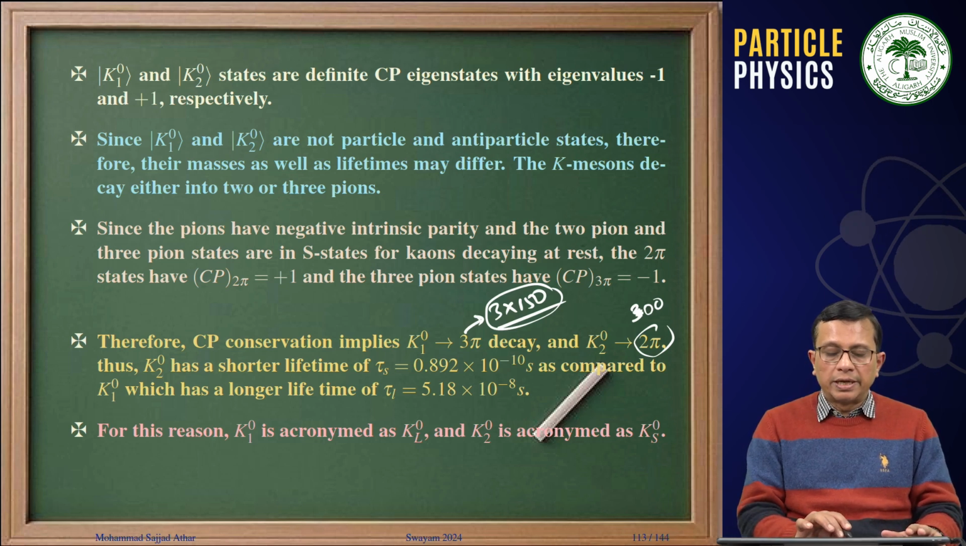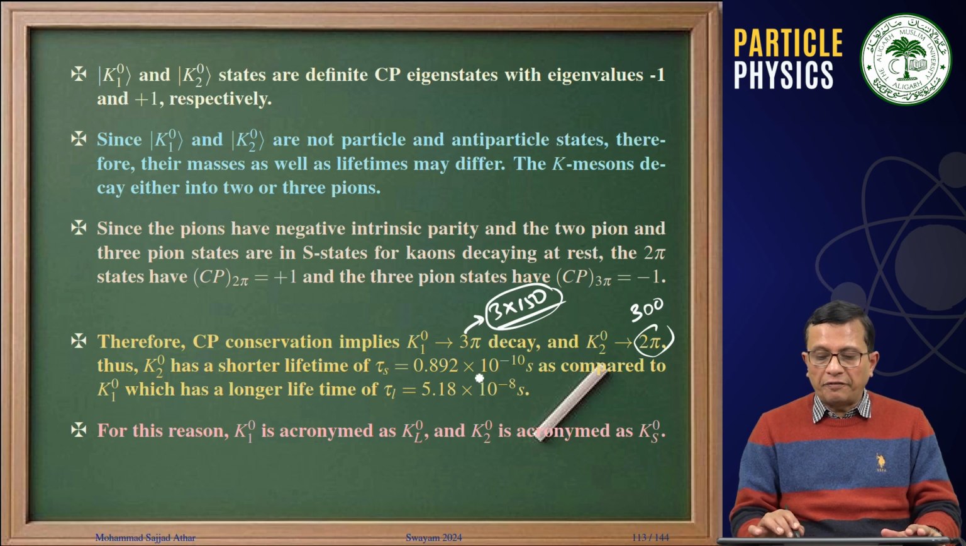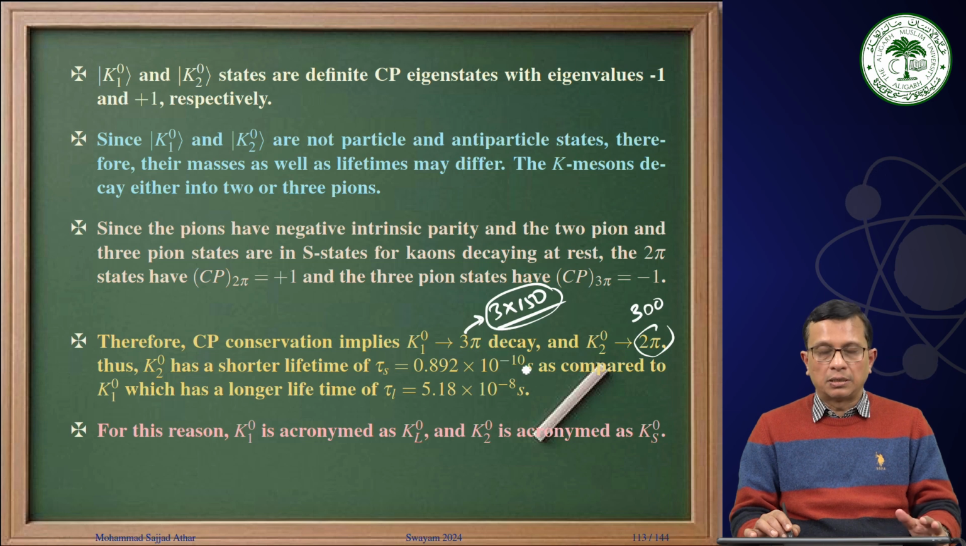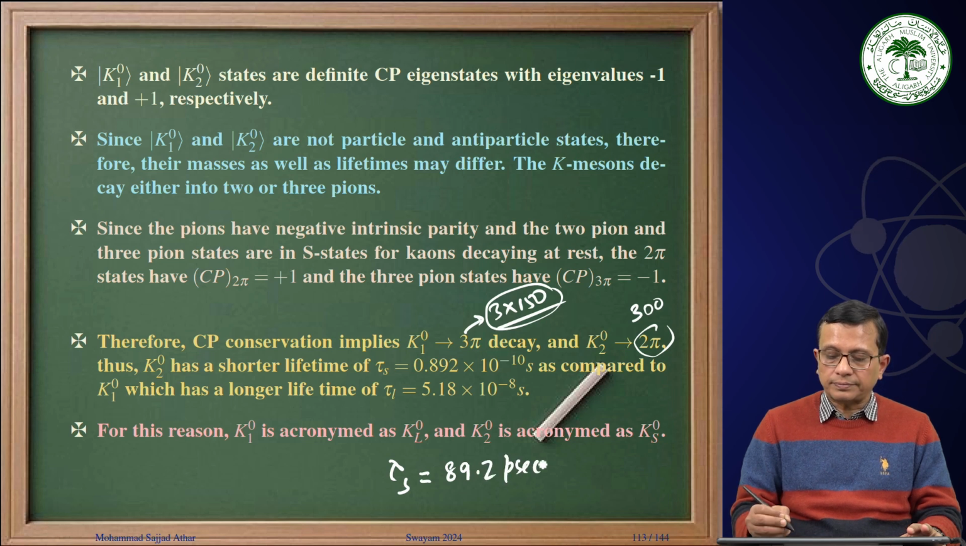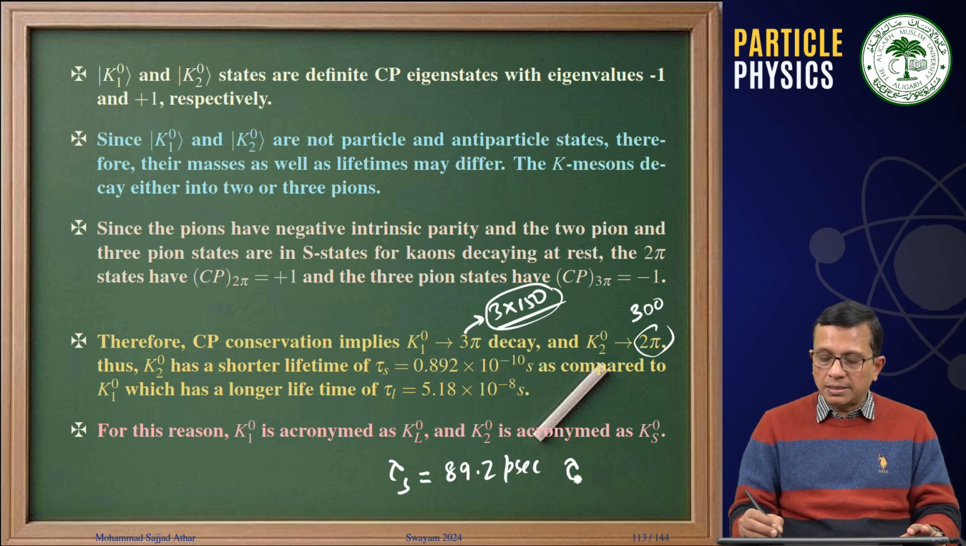And that is why K20 has a shorter lifetime of approximately 89 picoseconds, or say 0.89 times 10 power minus 10 seconds. And the long-lived kaon K10 has a lifetime of 51 nanoseconds. Therefore, if you look at it carefully, tau s is 89.2 picoseconds and tau L is 51.8 nanoseconds.